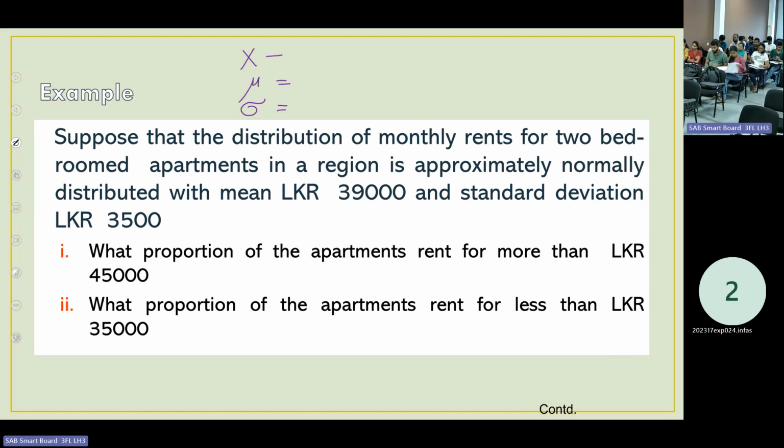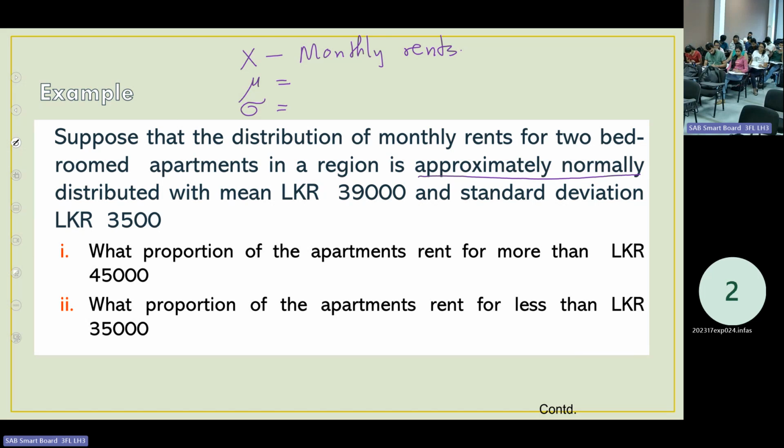Yes. Two-bedroom apartments if you want. Monthly rent, that's the important part. So monthly rents. New, and it is given that it is not normally distributed. They say approximately normally distributed. It doesn't matter, even if they say approximately normally distributed, we take it as normally distributed, right? So this is normally distributed.